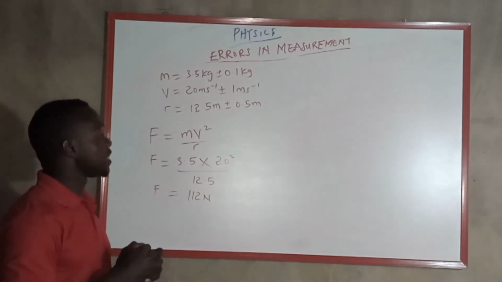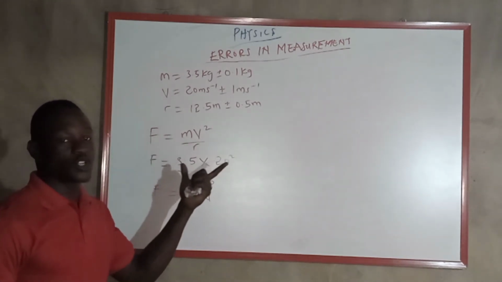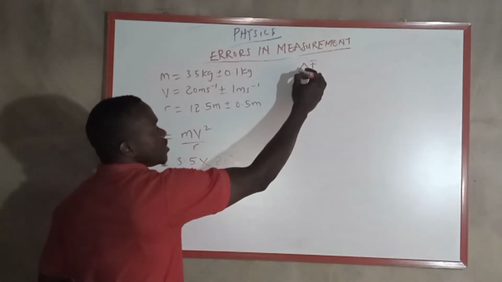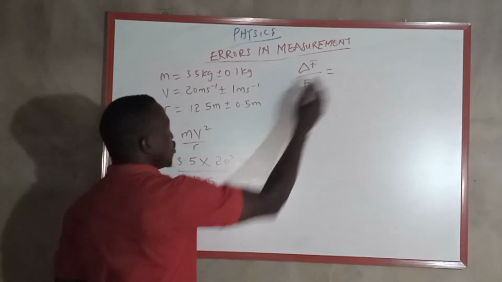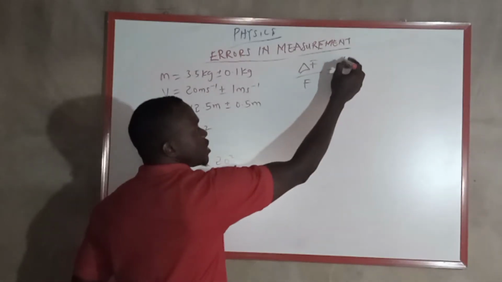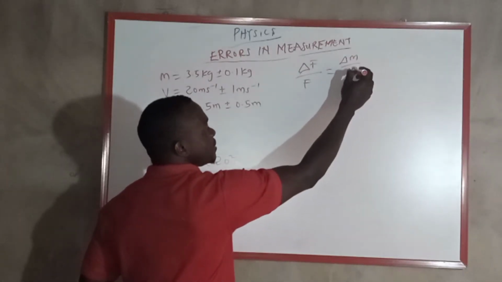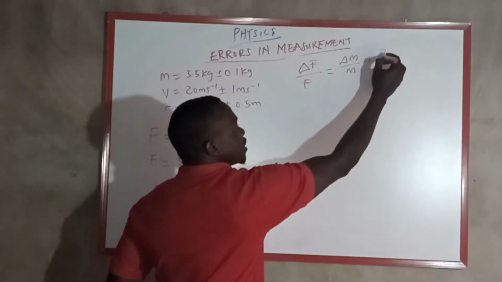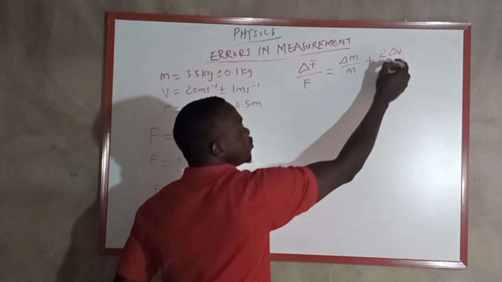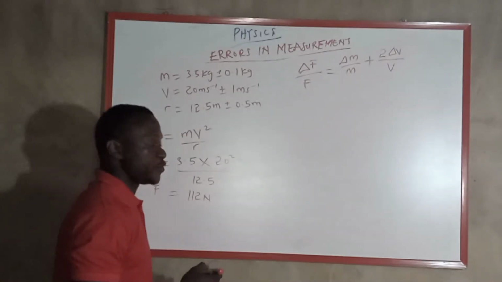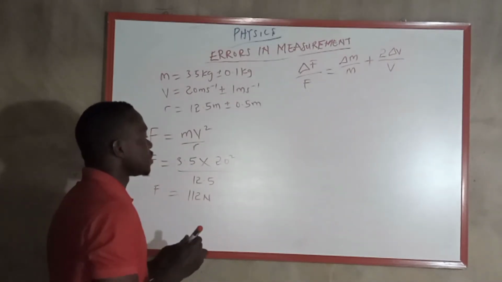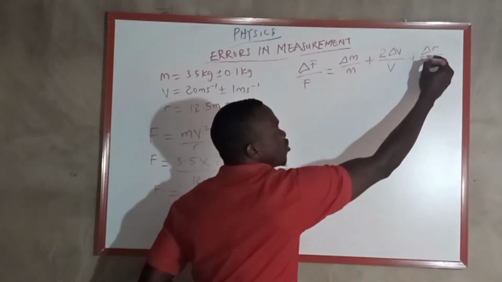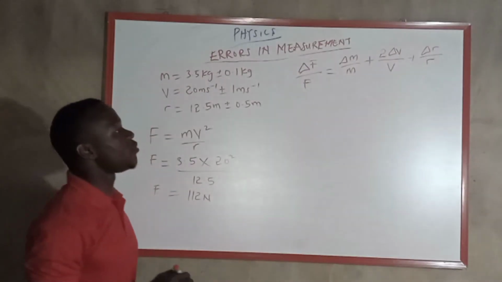Remember, for us to get the error in this particular question, the error in the force, we use this formula: the error in the force divided by the normal force is equal to the first parameter, the mass. The error in the mass divided by the mass, plus the next parameter, the velocity. But we have it as 2 times the error in velocity over the velocity. How do we get the 2? We already explained it in the beginning of this video, so you can easily go back to understand how we got that 2. Then we have the last one as the radius, the error in the radius over the radius. So this is the formula we are looking for.